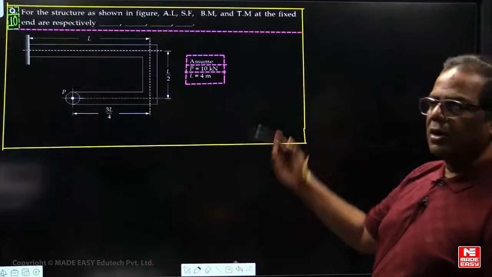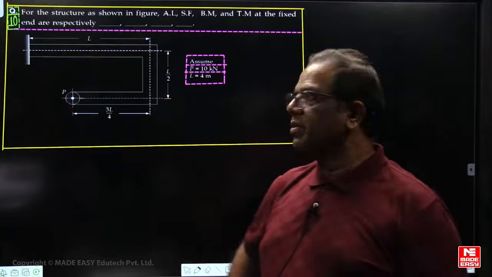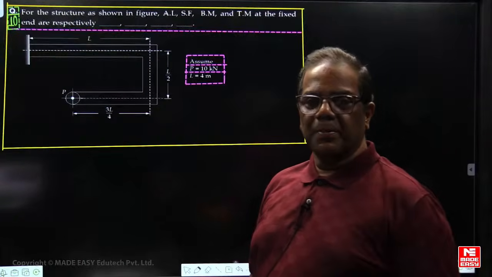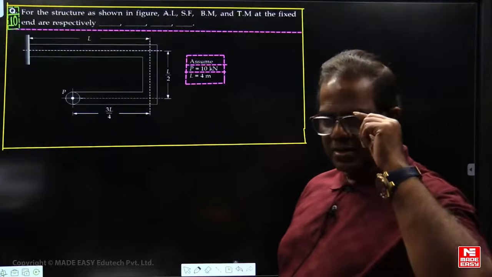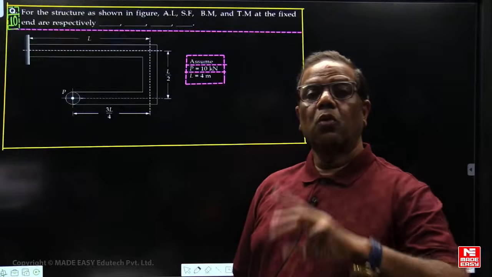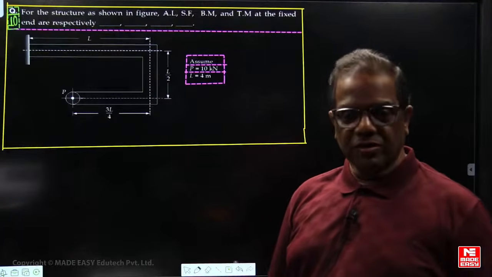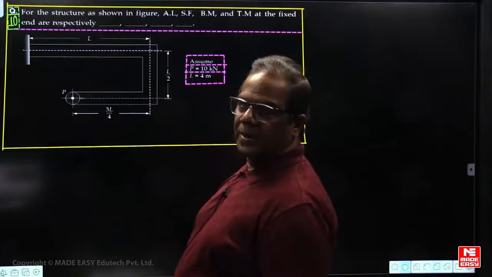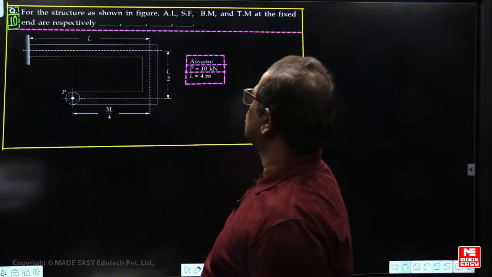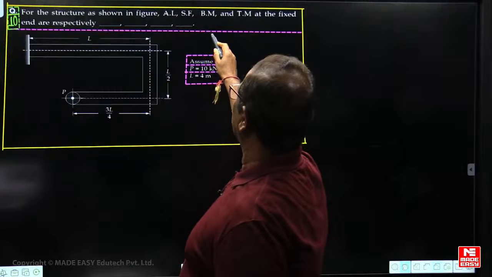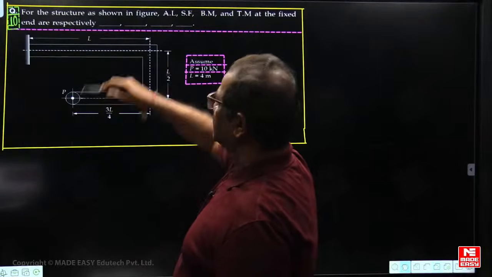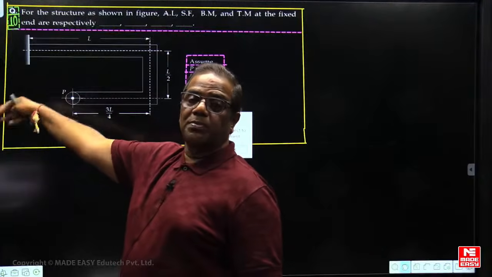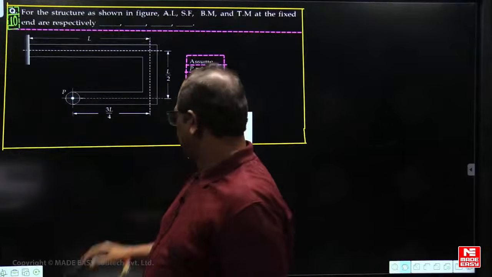Okay. Now we will come to the SFD BMD. This is one of the very old GATE mechanical paper questions. I slightly modified it. This question was there in the old Made Easy mechanical workbooks. For the structure as shown in the figure, the question asks for the axial load, shear force, bending moment and twisting moment at the fixed end.